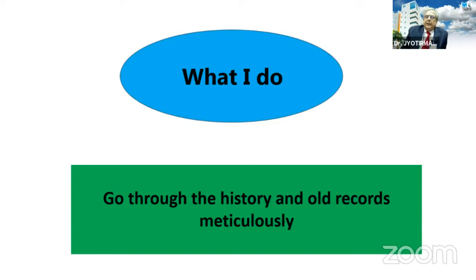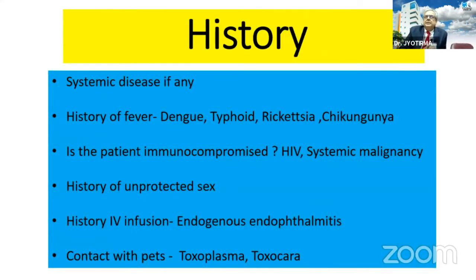I go through the history and old records with the patient meticulously. The patient's history is quite important, and we join it with the clinical findings and the laboratory investigation. I try to find out the systemic disease, if any: history of fever, dengue, typhoid, rickettsia, chikungunya. Is the patient immunocompromised? HIV or systemic malignancy? History of unprotected sex? History of IV infusion in case of endogenous endophthalmitis. Sometimes contact with a pet history is quite useful, like toxoplasma, toxocara.